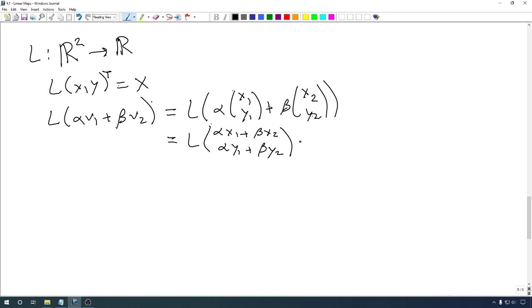And then all we need to do now is apply our formula. Our formula says to take our first entry, and that's all we get. We take the first entry here, which is alpha x1 plus beta x2.